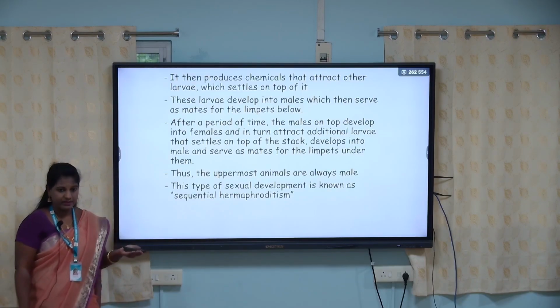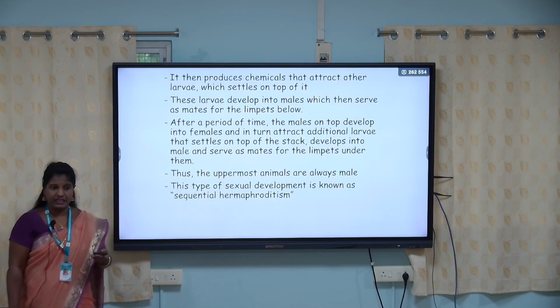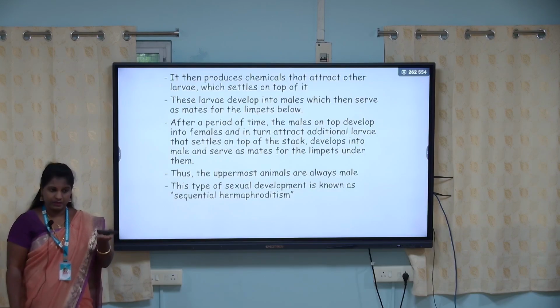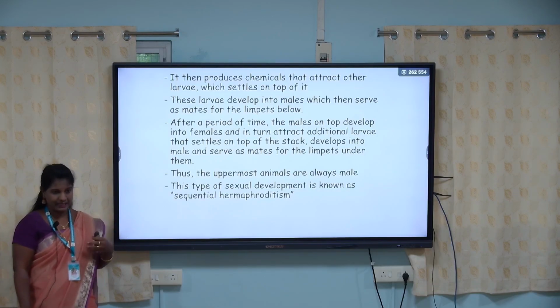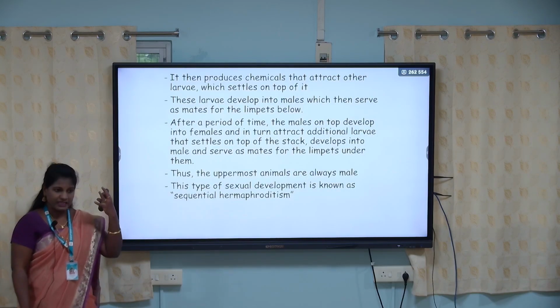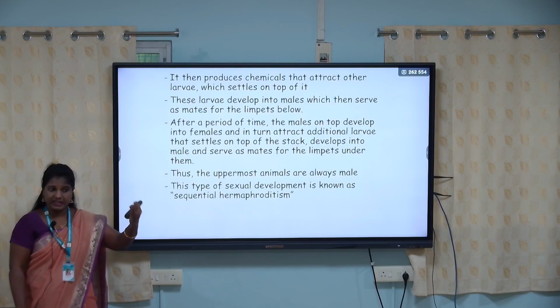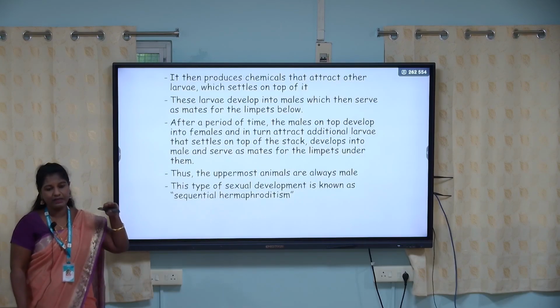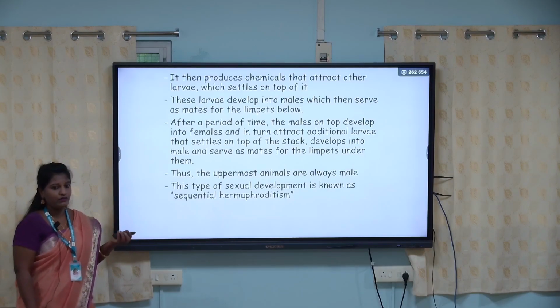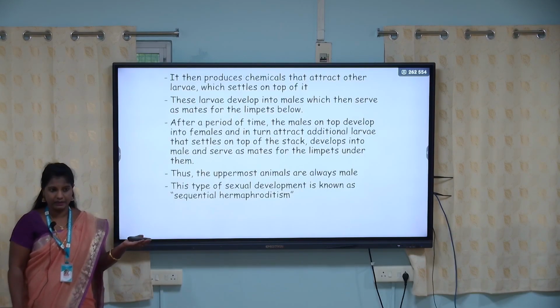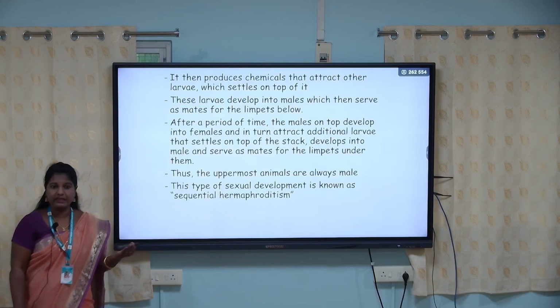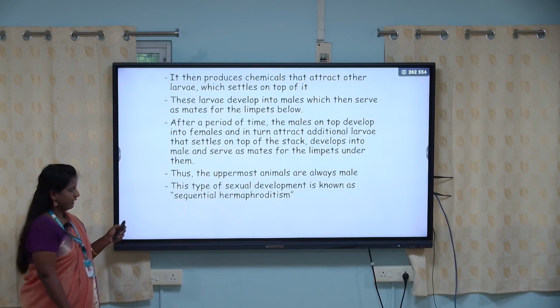At a later stage, the larva which is at the bottom secretes certain chemicals which attract other larvae to come and settle above it. So, the larva which attracts becomes female, and the larva which comes and settles above it becomes male. This type of mechanism is environmentally controlled, as wherever the larva gets attached determines the sex of the individual.